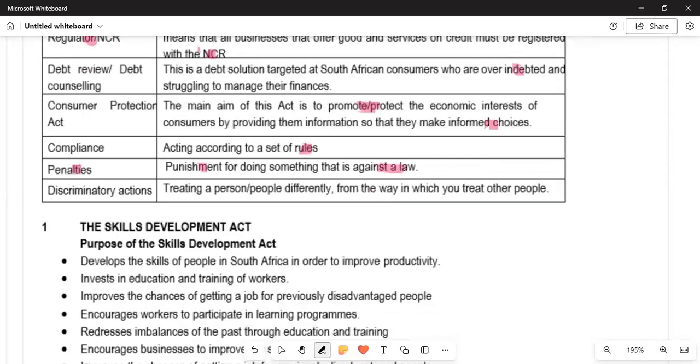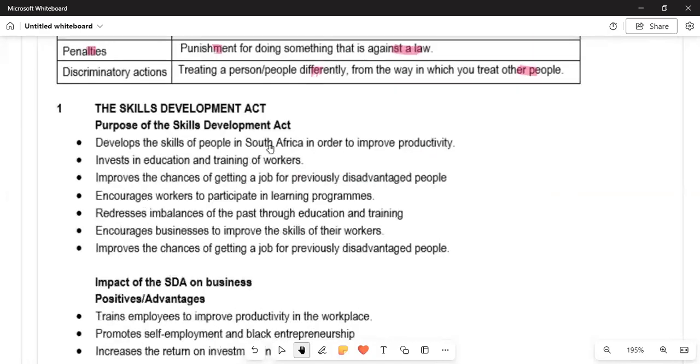So those are the definitions, or this is all about what we are going to talk about in module 1, whereby we are talking about the acts. The first act that we are going to focus on is the Skills Development Act, SDA. Normally when we are dealing with acts, we talk about the purpose of the act. That is very important. Even in the examination, they will ask you about the purpose of the act.